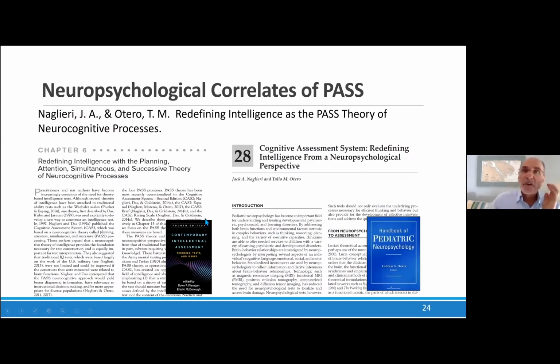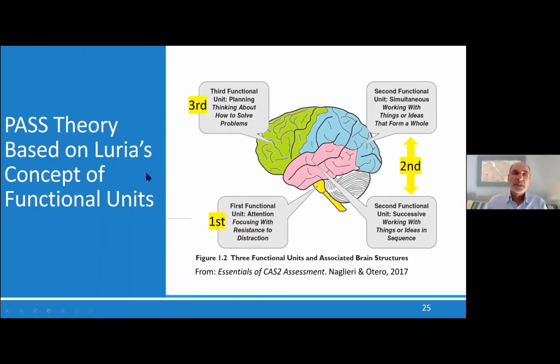If you want to read about all the neuropsychological stuff, you can read these 2 chapters out of these books on my website. Tulio Otero and I put these together if you really want to get into the neuropsych. But let's start by just reviewing Luria's conceptualization of 3 functional units of the brain.